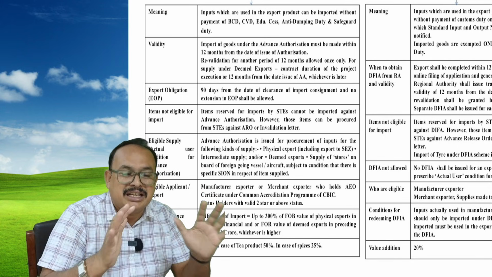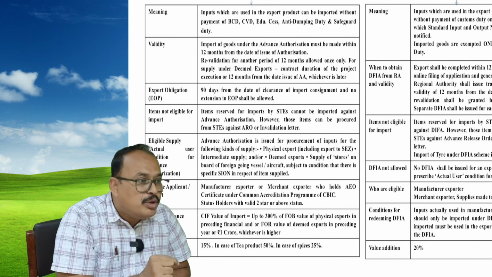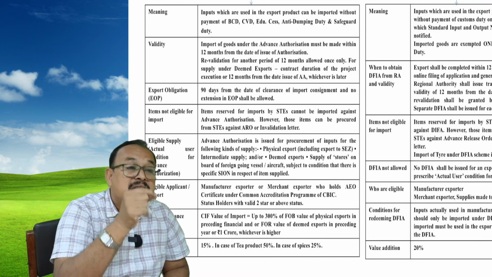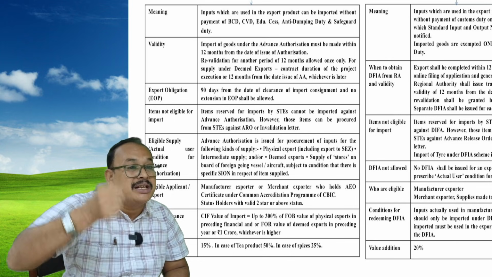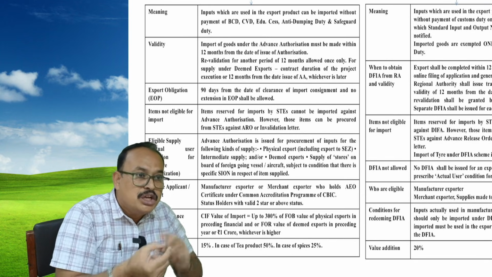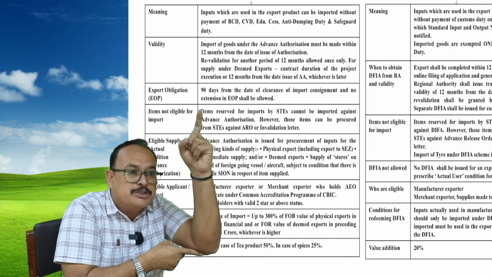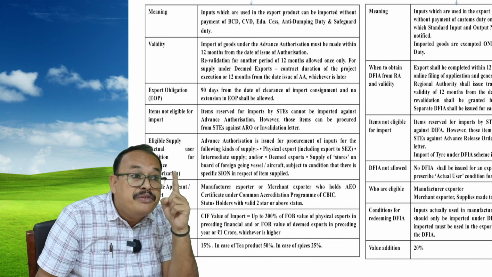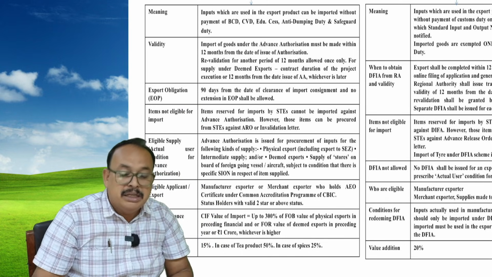But one thing is very clear. These goods that you imported are not allowed to be sold as they are, because these goods are under the actual user condition. What is the actual user condition? Whatever goods you import, you should manufacture and export with a value addition of 15%, meaning thereby, if you look on the screen, you come across here the actual user condition.